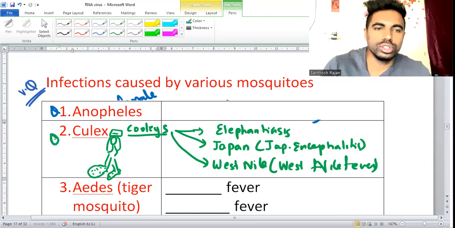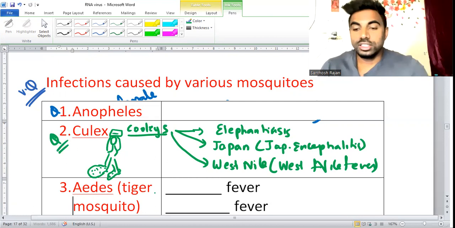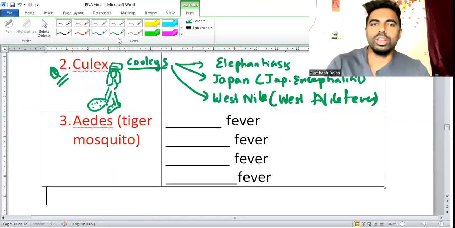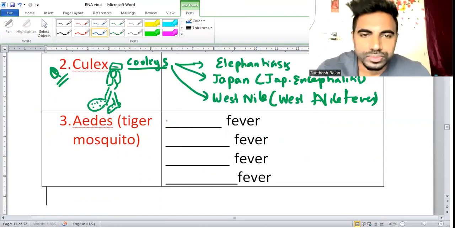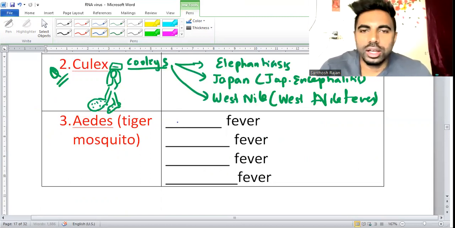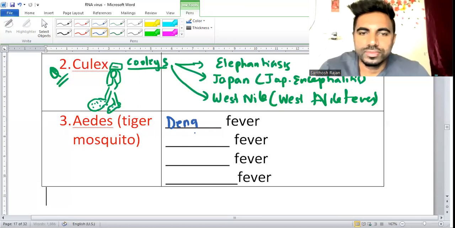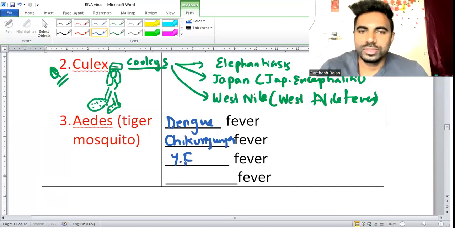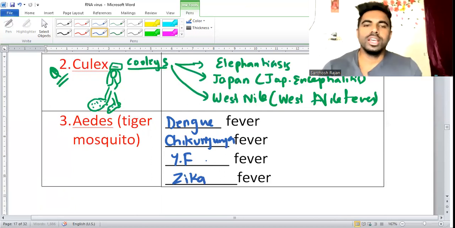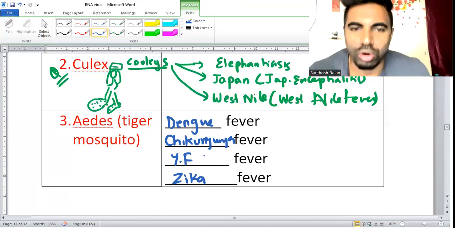So this is a question. All important. Aedes, otherwise called the tiger mosquito. Anything that comes with a fever, the fever will come here. Let's start with Aedes: dengue fever, Chikungunya, yellow fever, and Zika fever. So these are the four fevers caused by your Aedes mosquito. All are important.